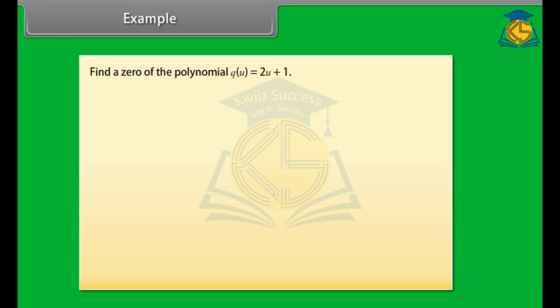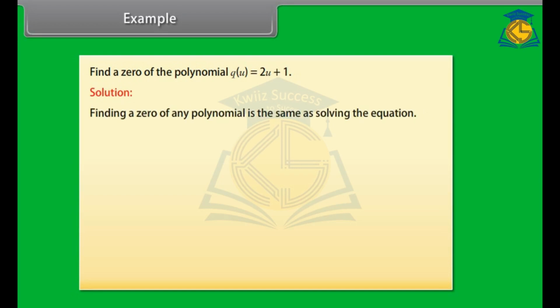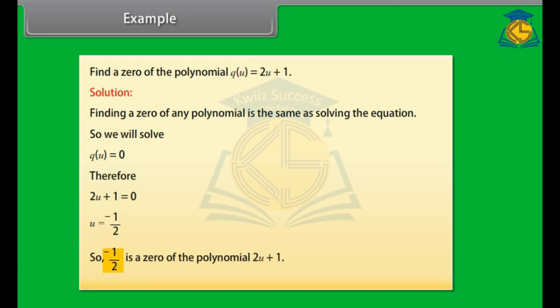Let's now find a zero of the polynomial q(u) = 2u + 1. Solution. Finding a zero of any polynomial is the same as solving the equation. So we will solve q(u) = 0. Therefore, 2u + 1 = 0 gives us u as minus 1 upon 2. So, minus 1 upon 2 is a zero of the polynomial 2u + 1.